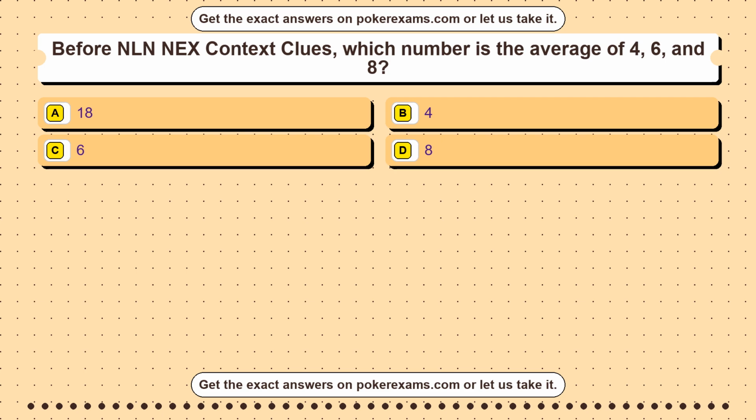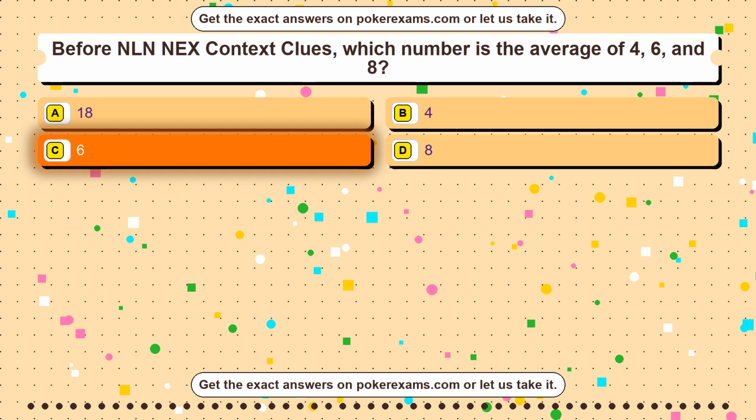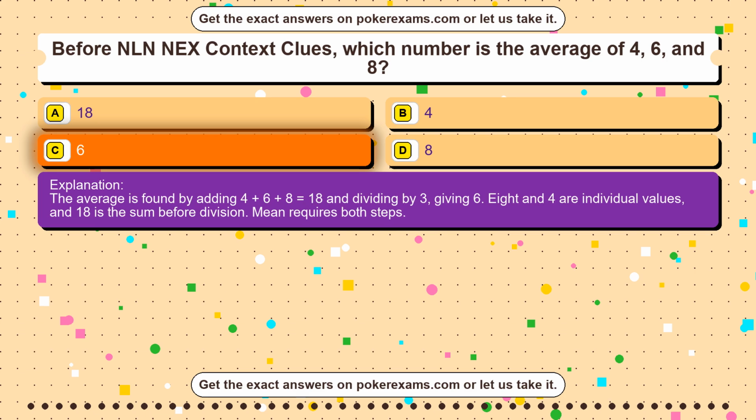Question 35. Before NLN NEX Context Clues, which number is the average of 4, 6, and 8? Option A, 18. Option B, 4. Option C, 6. Option D, 8. The correct answer is option C, 6. The average is found by adding 4 plus 6 plus 8 equals 18 and dividing by 3, giving 6.